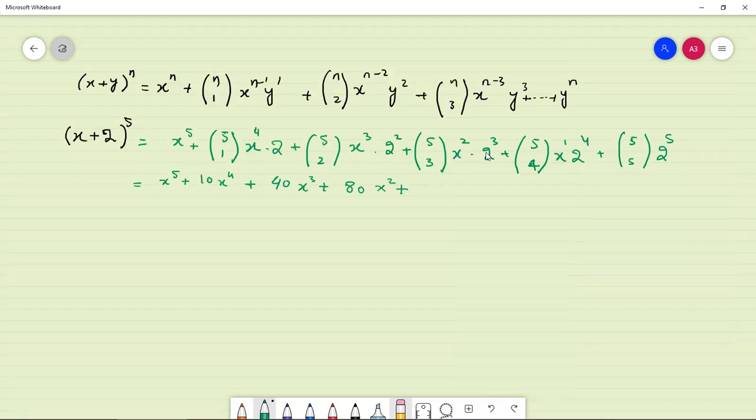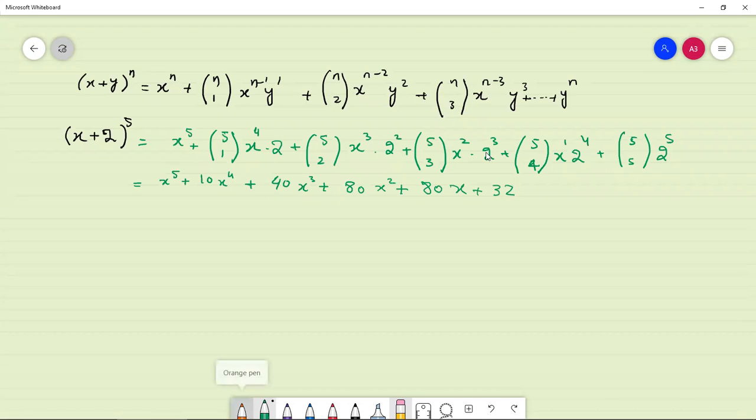5C4 again becomes 5, while 2 power 4 is 16, so 5 times 16 is 80x. And the last term 5C5 would become 1 through the calculator, and 2 power 5 is 32. So this is your final expansion, called the binomial expansion. What we are going to learn today is actually the whole expansion of (x + 2) power 5.